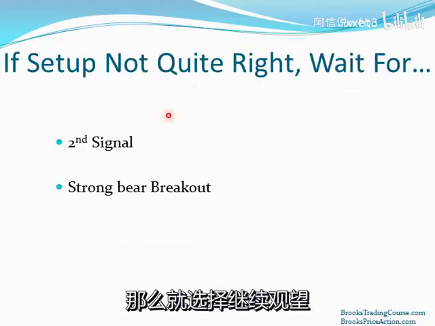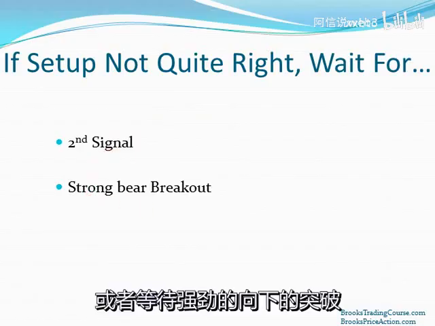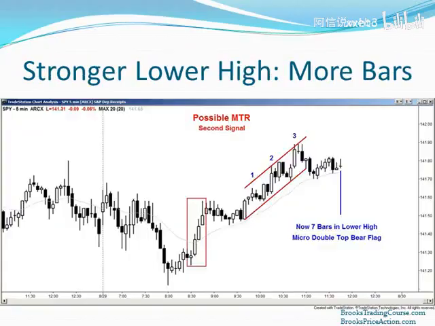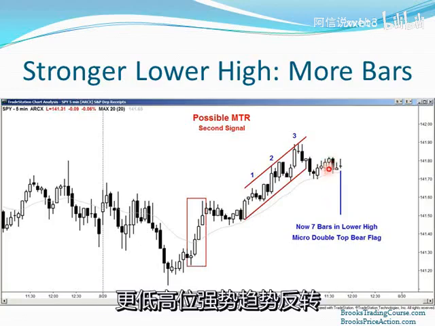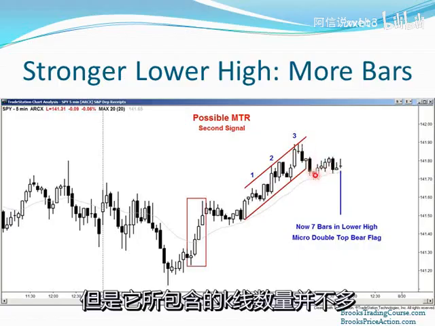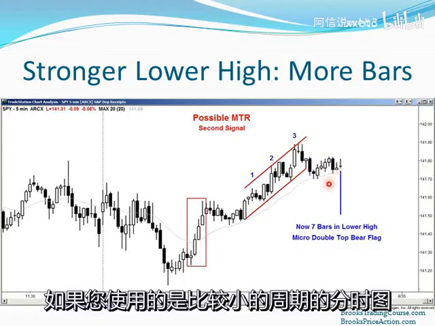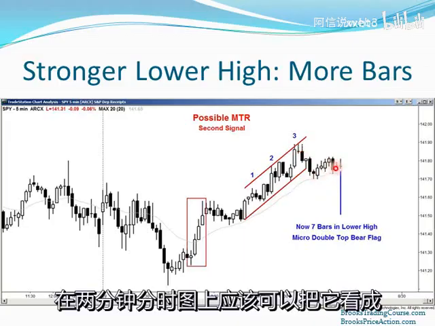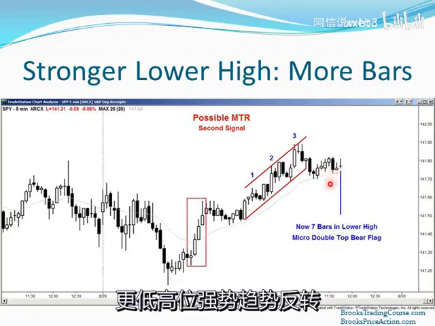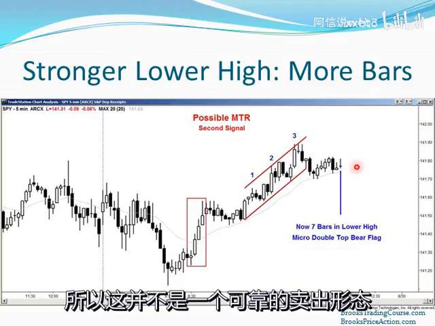So if the setup is not quite right, you wait. You wait for a second signal, or you wait for a strong bear breakout. So you can see that some traders might argue this is a lower high major trend reversal, but it does not have enough bars, I think, in it to convince traders that this is the top. If you were trading a smaller time frame chart, like a 2-minute chart, it would have enough bars, and it probably would be a lower high major trend reversal on a 2-minute chart. But I'm trading the 5-minute chart here, and this is not a reliable sell setup.